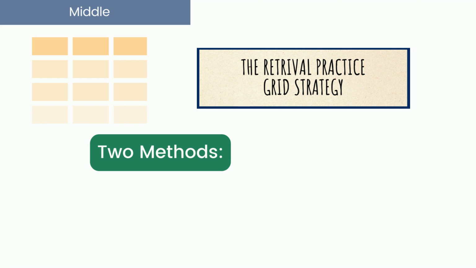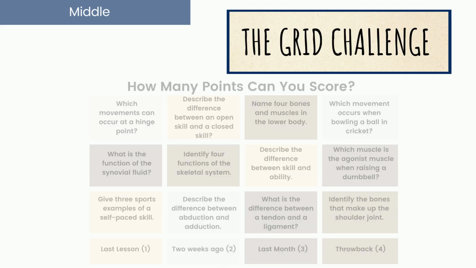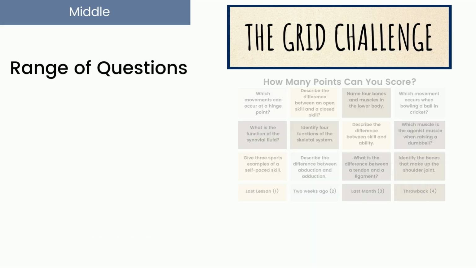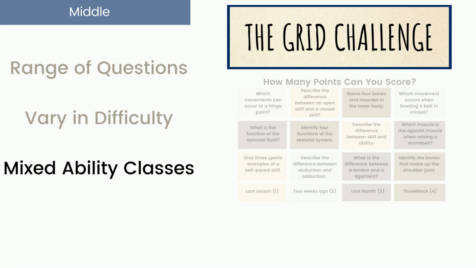There are many different ways to use this strategy, but in this video, we will focus on one of the two methods, the grid challenge. The second method has a similar setup to the standard grid, but instead is a grid challenge. The grid challenge has a range of questions for students to generate and answer. The aim of the grid challenge is to provide different questions that vary in difficulty. This works well with a mixed ability class.